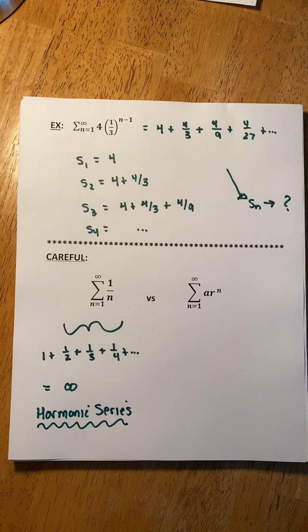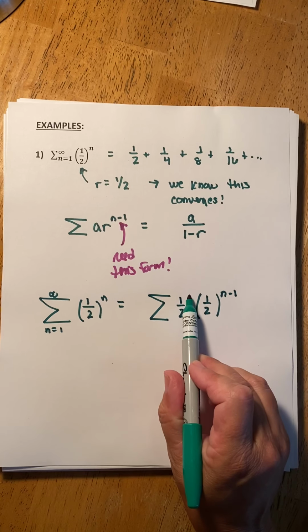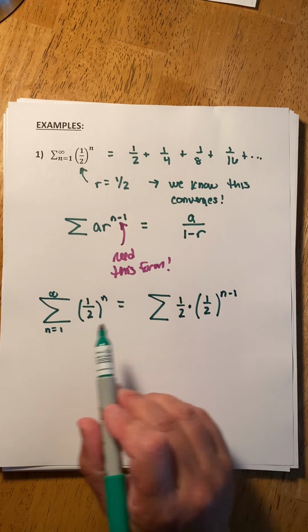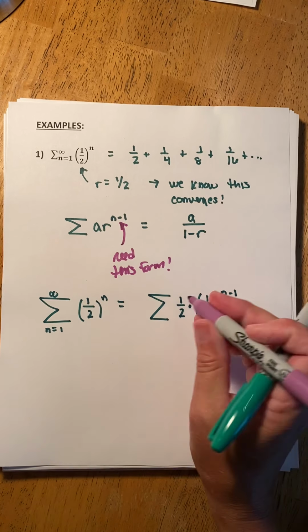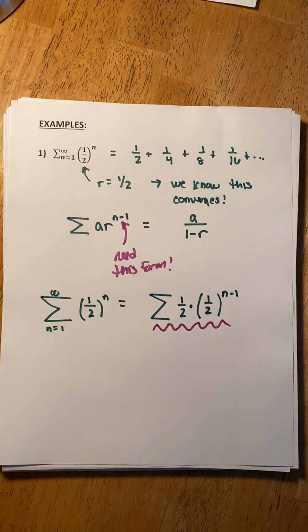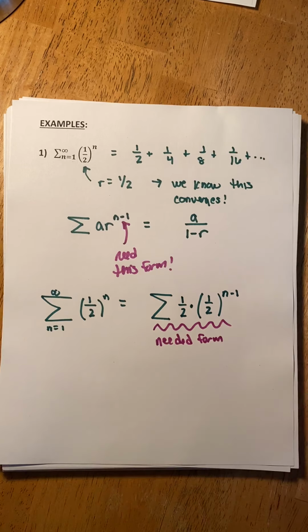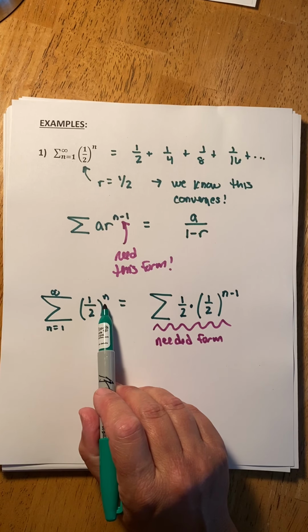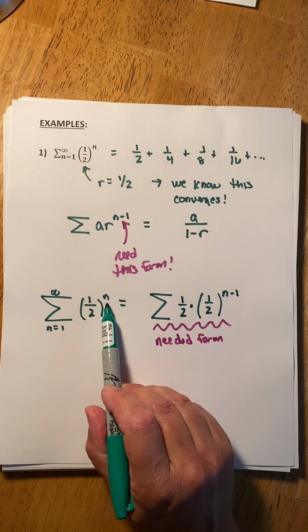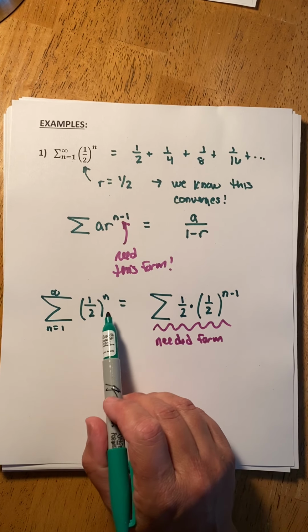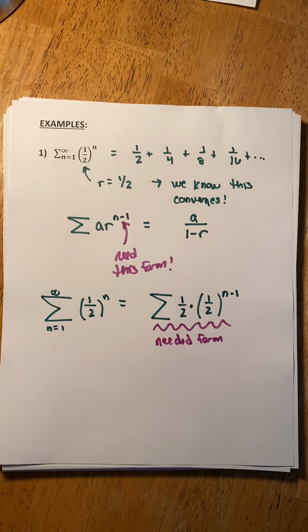If the sum is n equals 1 to infinity of 1/2 to the n power, well, if I change the power to 1/2 to n minus 1, I took a factor of 1/2 away from that, and I'm just going to stick it out front because the power here that we don't see is 1. So if we add 1 to n minus 1, we get back what we started with. But this is the form we need to have it in order to use this template. So this is the needed form. So if your power is not n minus 1, you take out however many you need to make it n minus 1, or add how many you need to make it n minus 1.